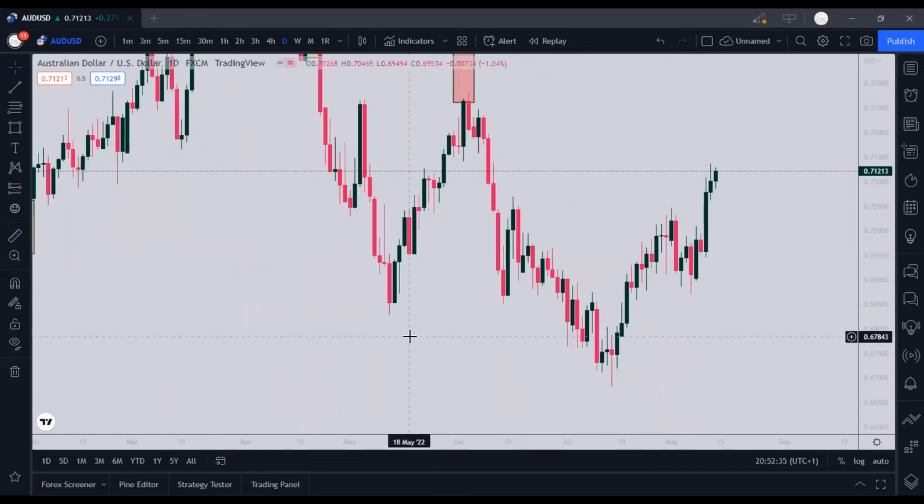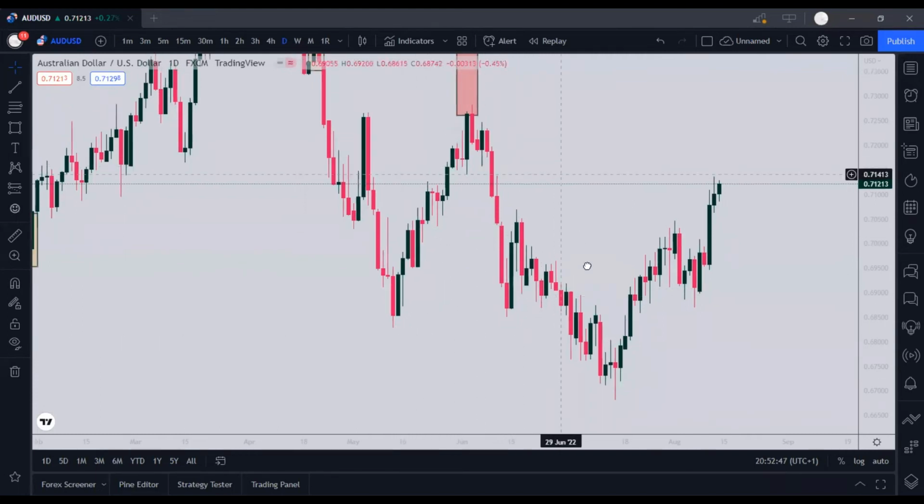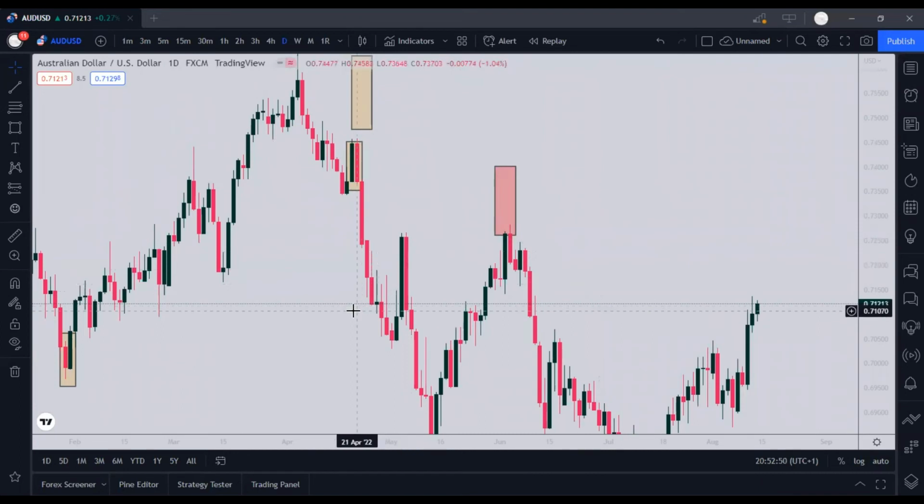All right, so that's it for the pinbar or the hammer. It has a small body, a very long wick. Then the wick represents something.